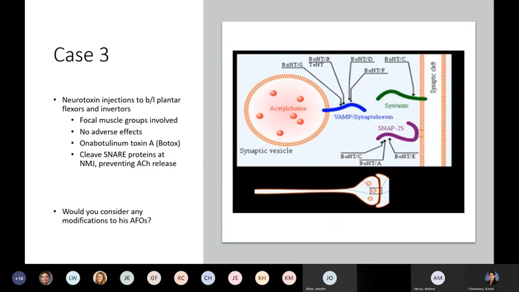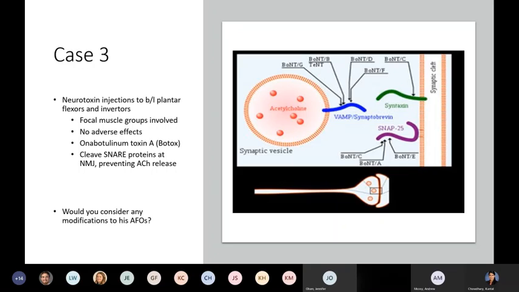So I think this is a great case for neurotoxin injections. He has focal spasticity, primarily the plantar flexors and inverters. Those are specific muscle groups that you can target. And he really doesn't want any mental fogginess, so you don't have any adverse or systemic effects with toxin injections.